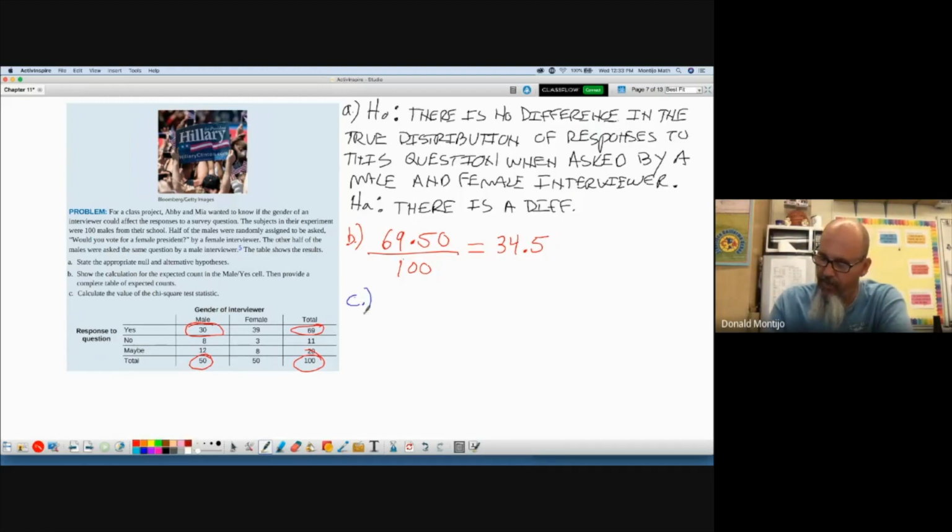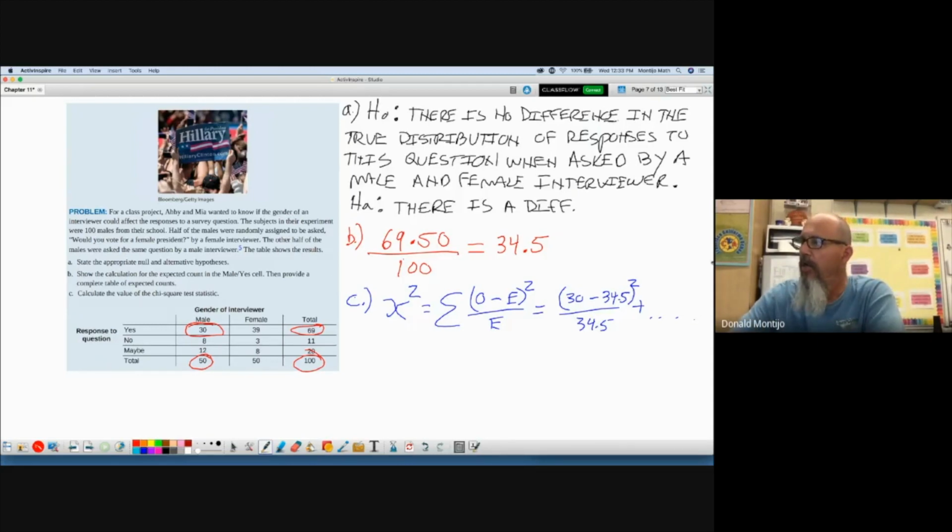So now we need to figure out what chi-squared is. Remember, it's the summation of O minus E quantity squared divided by E. So I have all my observeds already, and I know that one of my expecteds is 34.5, but I don't have all of the other expecteds. So to do this, I would do 30 minus 34.5 squared divided by 34.5 plus, and then I would do that for every single one. It's a lot of work. It takes a lot of time.